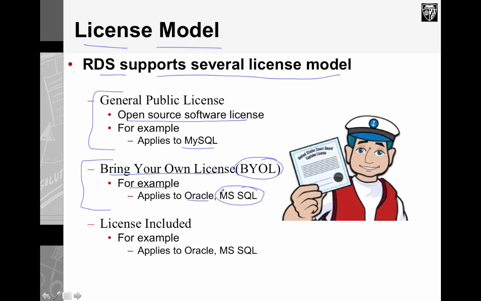If you want, you can instantiate a database instance. Let's say you instantiate an Oracle instance, and rather than buying the license from AWS, you can actually bring in your own license, which is what they call the bring your own license model. Or you can get an instance where the license price is already included. And that would be the third model, which is license included. So it can apply to Oracle and Microsoft SQL Server.